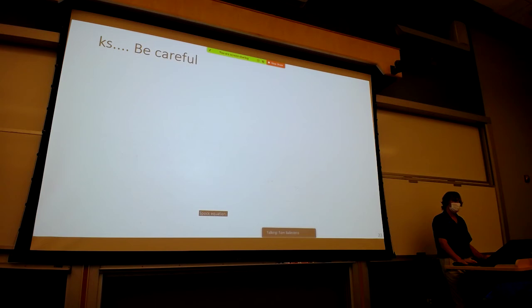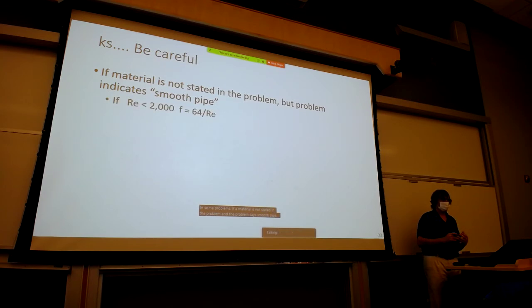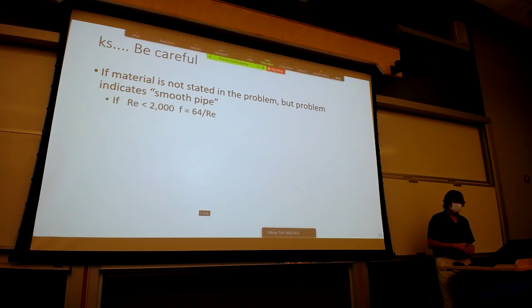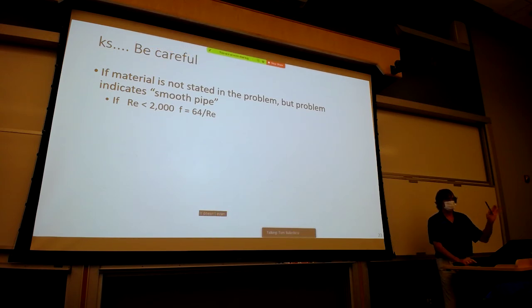So, K sub S, be careful. In some problems, if a material is not stated in the problem, and the problem says smooth pipe, if the Reynolds number is less than 2,000, the friction factor is always 64 over the Reynolds number. It doesn't even need to say that the pipe is smooth. If it just gives you a problem and there's no material specified and it doesn't say smooth pipe, calculate the Reynolds number first.